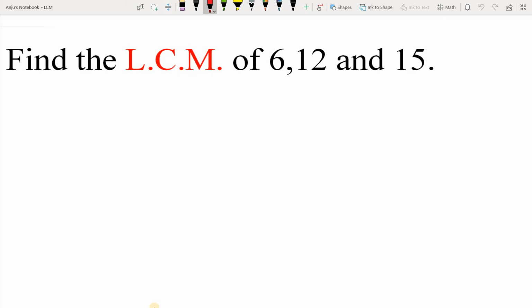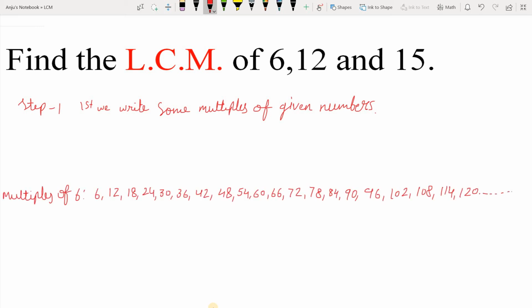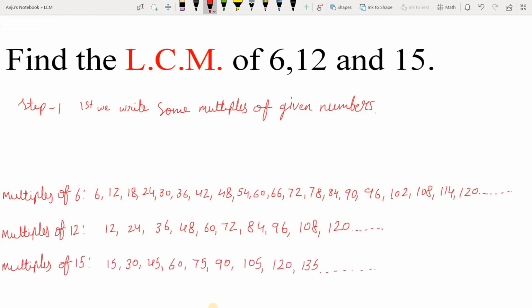So students, to find the LCM of any given numbers, we follow 3 steps. Step 1, first we write some multiples of the given numbers. So let us write the multiples of 6. So students, these are some multiples of 6. Now we write multiples of 12 and these are some multiples of 12. At last we write the multiples of 15 and these are some multiples of 15. Students, here we have completed our first step.